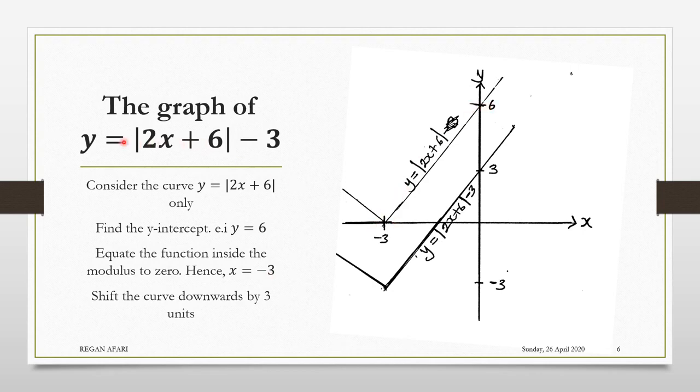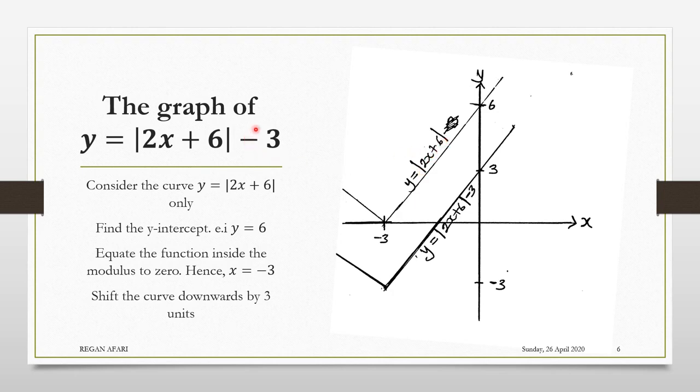Now this is a positive sign that is here, so it means it's going to be a U shape or a V shape. So you just draw it, like this and like that. That is your curve of y equals the absolute value of 2x plus 6.